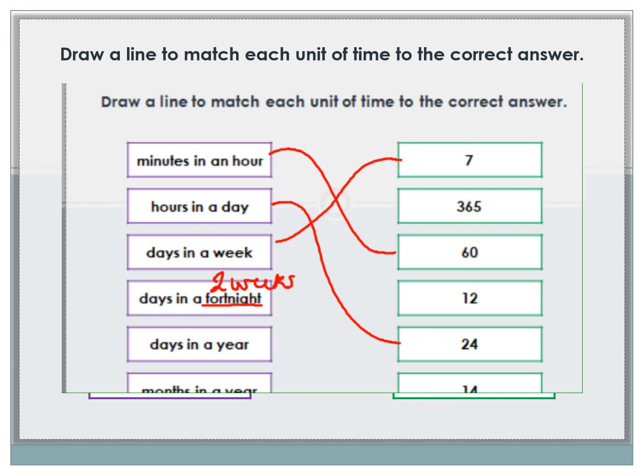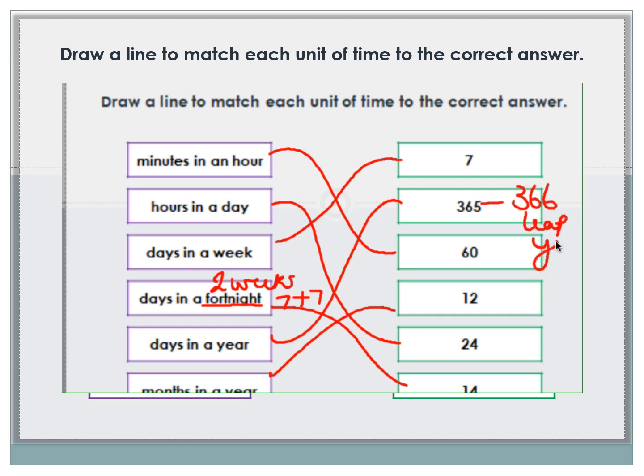which means 7 add 7 is 14. How many months in a year? 12, which means that there must be 365 days in a year, but in a leap year there's +1, 366 in a leap year, which happens every 4 years.